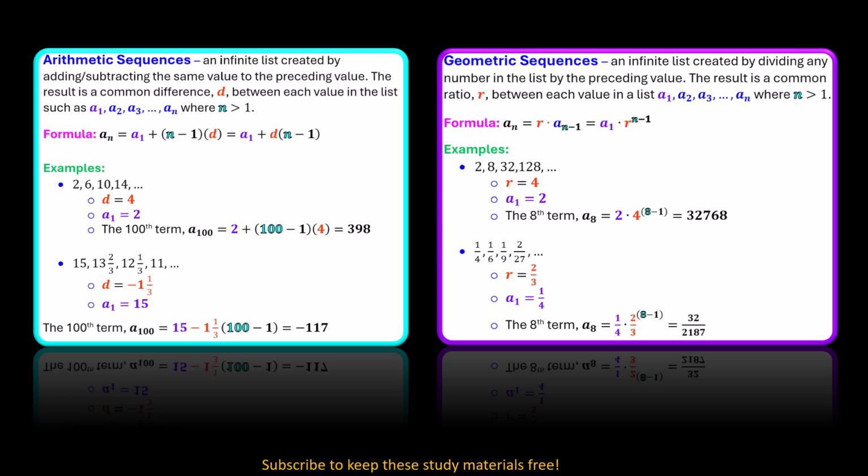Well, D is the common difference. You're going to subtract to find that. And then R is the common ratio. So you're going to do some dividing to find that. Take a look at those. Stop the video. You might want to take a quick little snip of this on your phone so you can work along with me. Okay.